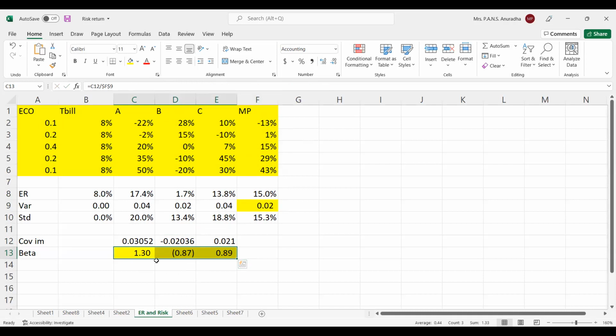So beta for stock A is 1.3. So you can see stock A is even more risky than the market. Now here you can see stock B has a negative beta. You can see the relationship: beta is moving opposite to the market portfolio. I think last day I told you that security B and the market portfolio move in opposite directions. So you can see that in the beta.